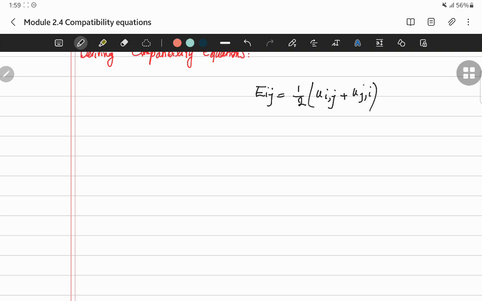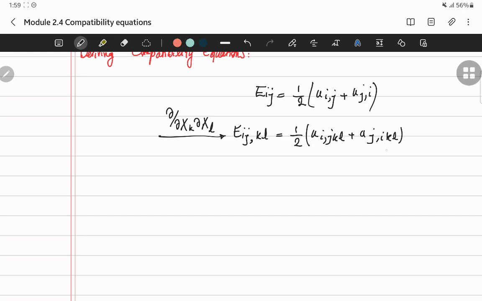So if I take the derivative of this with respect to Xk and Xl, capital X, remember? So I get something like Eij comma KL. If you remember, the comma denotes differentiation. So this becomes half of Uij,KL plus Uji,KL.